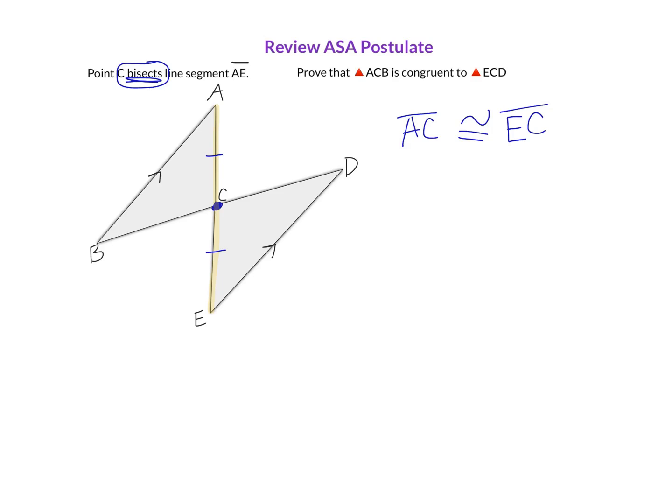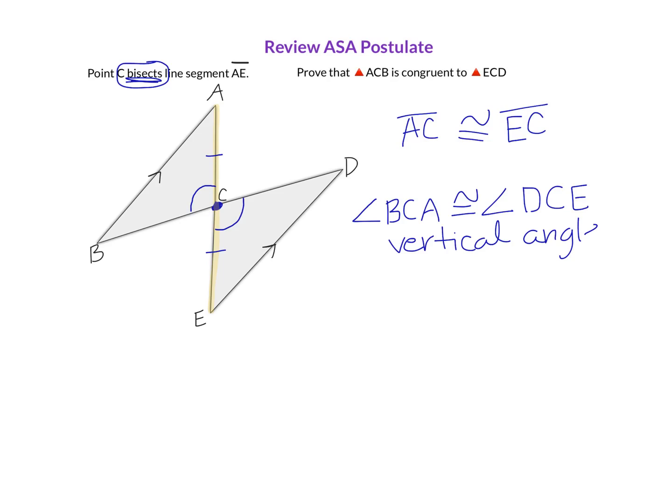Okay? Then when I'm looking at my triangle, I also notice that at angle C, we have these two vertical angles. I'm going to show that by marking those two arcs. So angle BCA is congruent to angle DCE, and that's because we have two vertical angles.